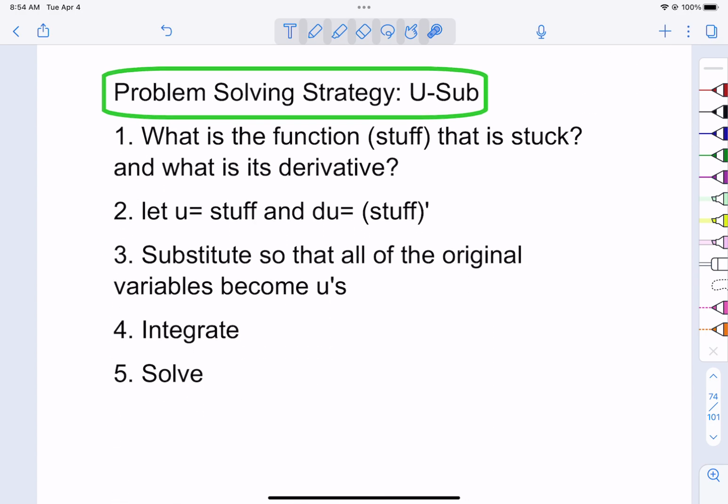So here's the strategy for U substitution. What is the function that is stuck? And what is its derivative? We're going to let u equal the stuff, and du is the derivative of the stuff. We're going to substitute so that all of the original variables become u's. So all of the x's have to disappear, and we're going to become u's. Then we're going to be able to integrate, and at the final stage, when we solve, we're really sticking the stuff back in.